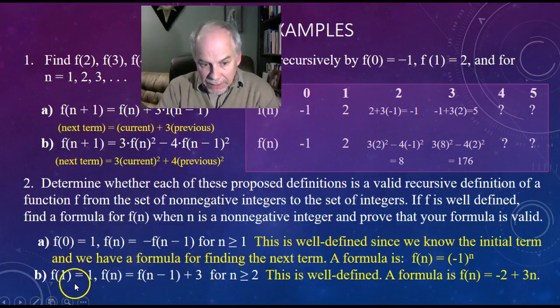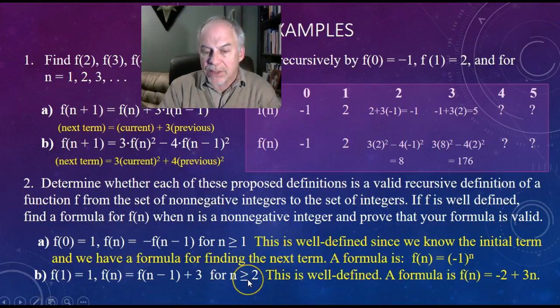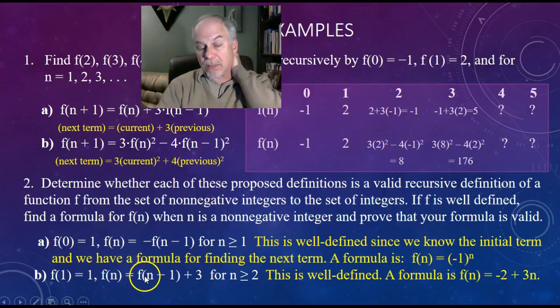Now in B, we have f of 1 is 1, so they tell you what the first term is. They have f of n is f of n minus 1 plus 3. So that means take the previous term and add 3 to it. So the next term would be, oh, and by the way, we only are defining this for n greater than or equal to 2. So the second term would be, well, f of 2 minus 1, which is f of 1.